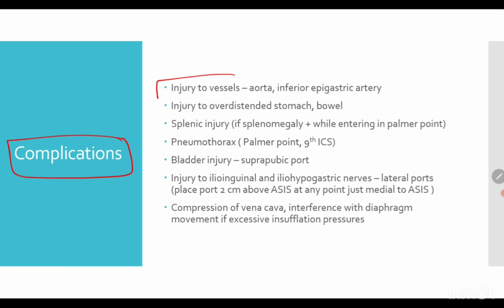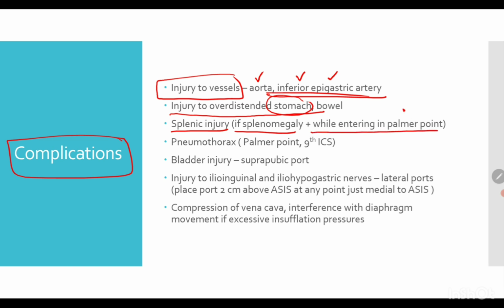First is injury to your vessels. What are the vessels? Aorta, and inferior epigastric artery, because the inferior epigastric is in the lateral boundary of your Hesselbach triangle. So it can injure your over-distended stomach or bowel. Splenic injury, if splenomegaly is there while entering at Palmer's point. Pneumothorax, if you enter Palmer's point at the 9th intercostal space. Bladder injury: the suprapubic port has a chance of bladder injury.